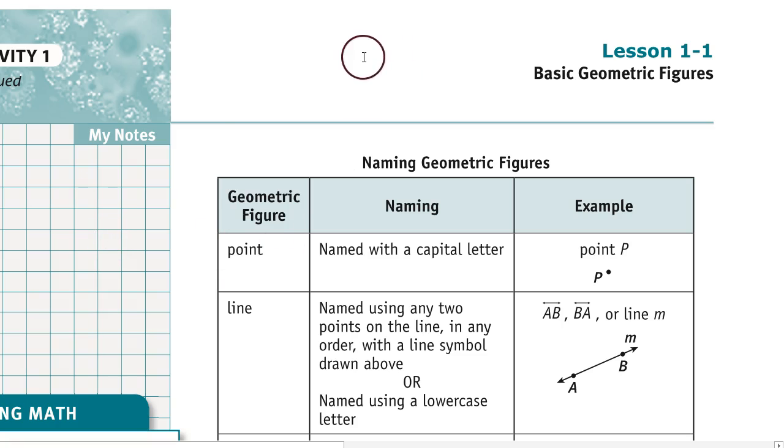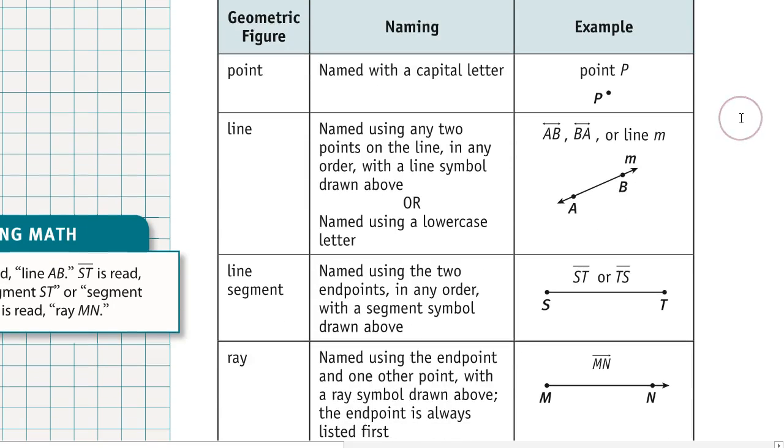On the next page we see a chart that summarizes all of these things that we just discussed. So a point is named with a capital letter, and here's an example. A line is named using any 2 points on the line with the line symbol drawn above, or it can be named using a lowercase letter. Here's some examples. So for this picture, we could put a lowercase letter on there and simply call it line M. The other way to do it is with the 2 capital letters with the line symbol above. It's a little hard to read in the video because they're so small, but the line symbol is a little bar with 2 arrows on the ends.